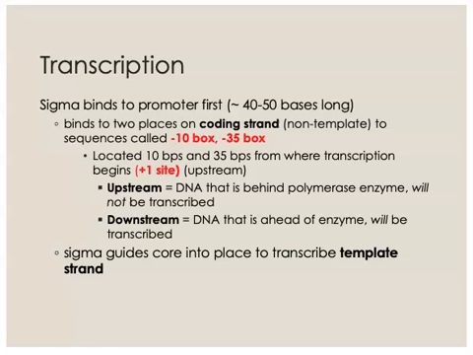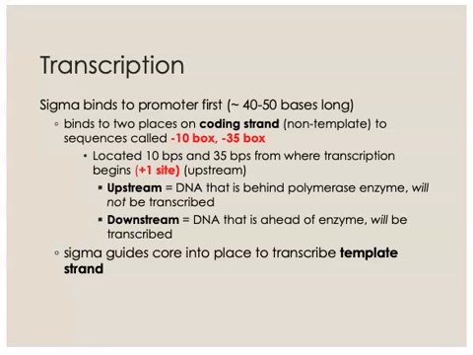And then if we keep going, -11, -12, -13, -14 bases, we'll hit that -35 site. That's the other place where sigma will bind. So sigma comes in and hits two landing spots, if you will, on the promoter region of the gene.